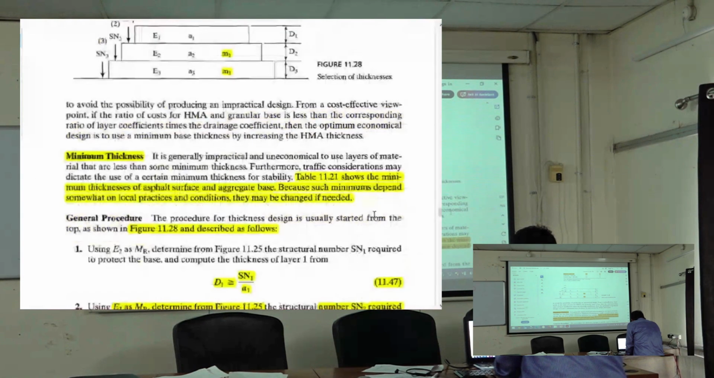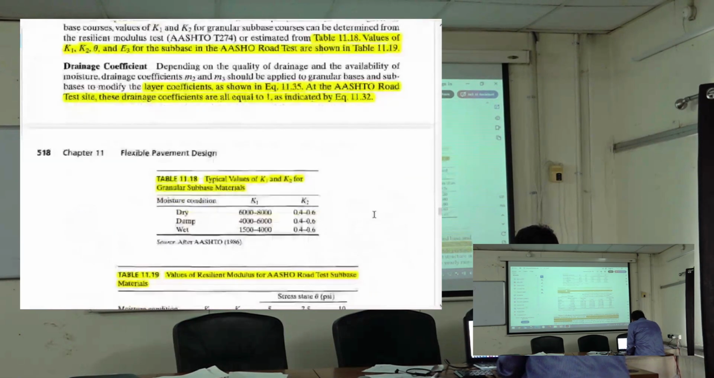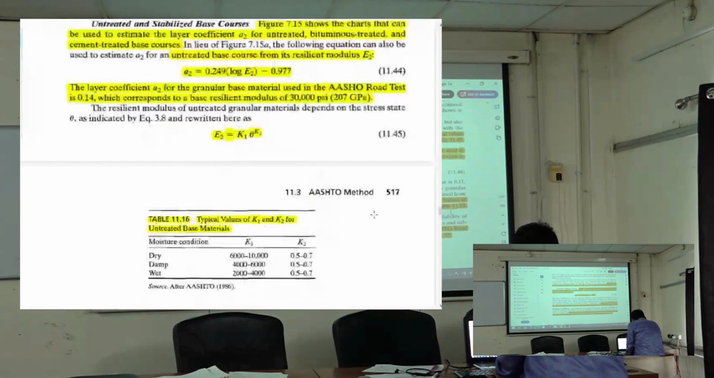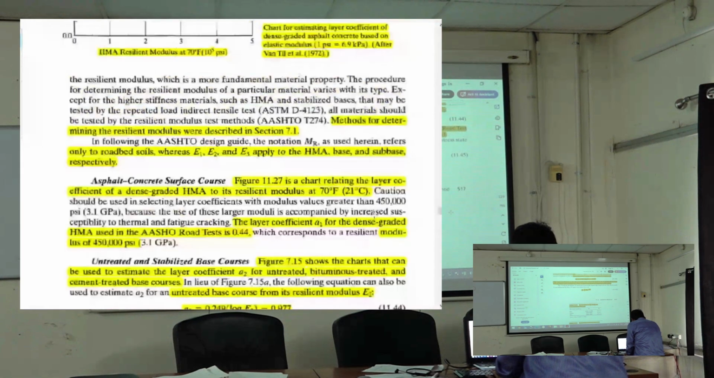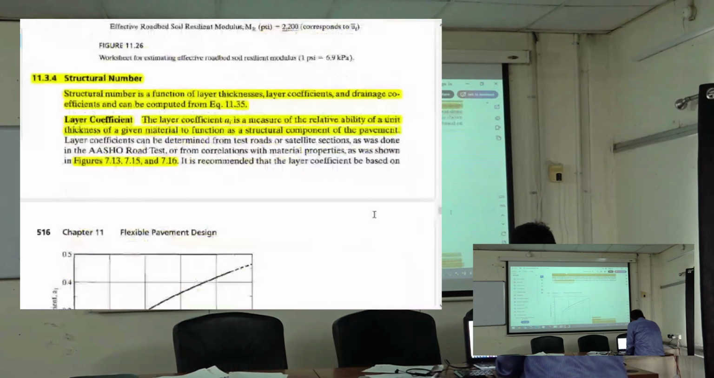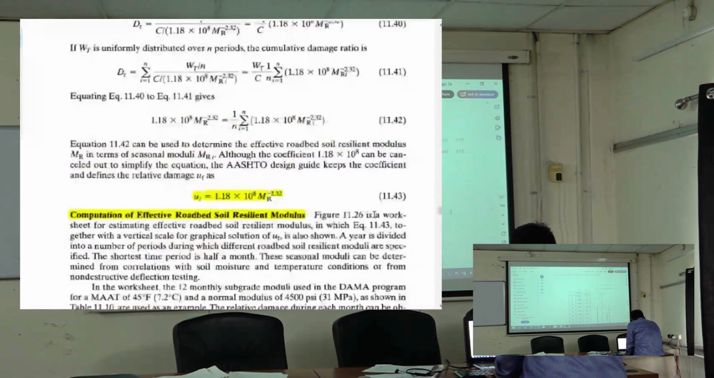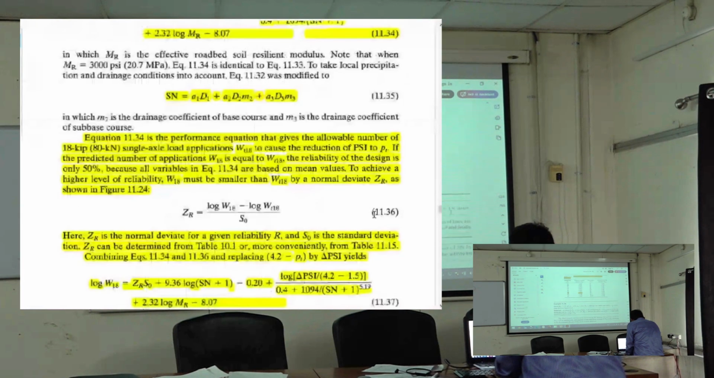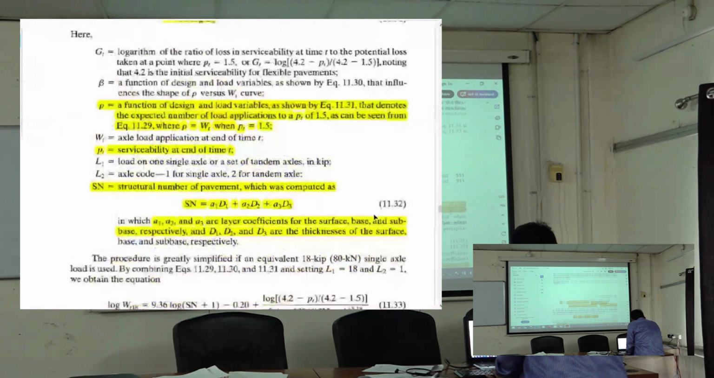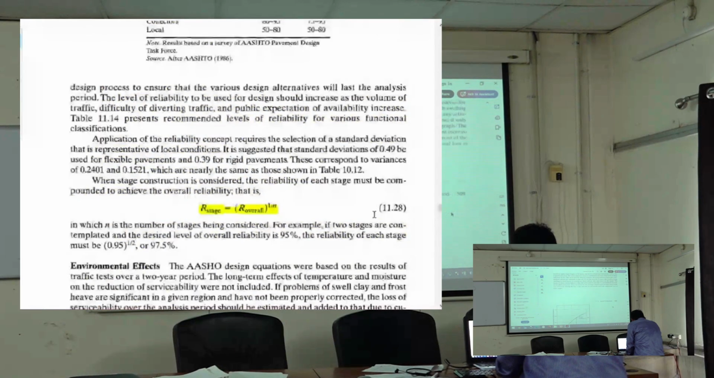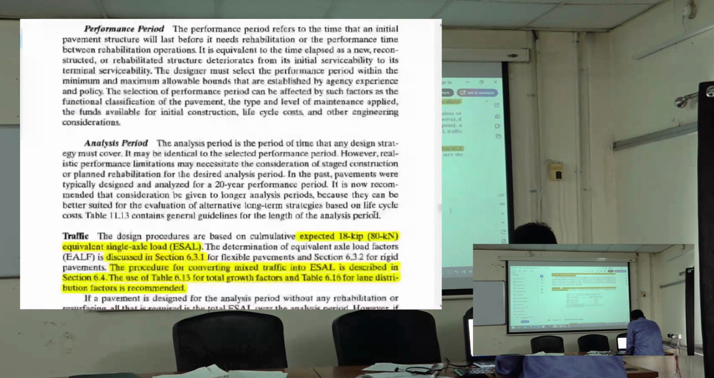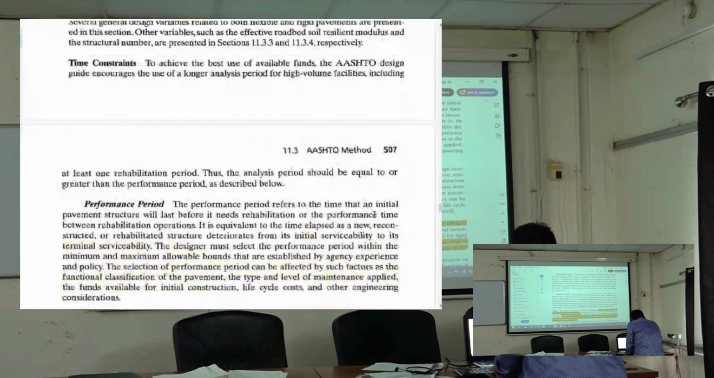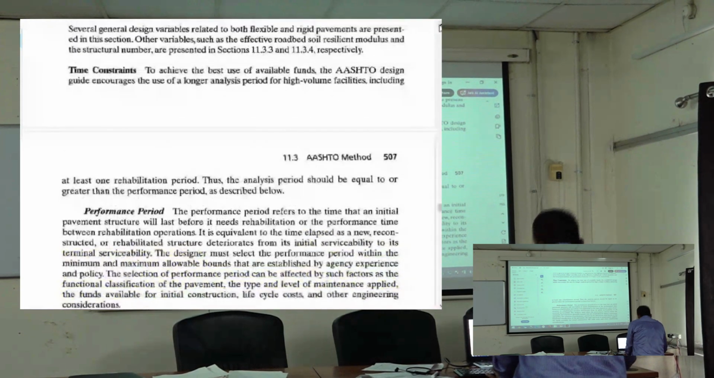Looking for M values, just give me a second. There's M values in the table. Drainage coefficients, any value. No, I don't see them.